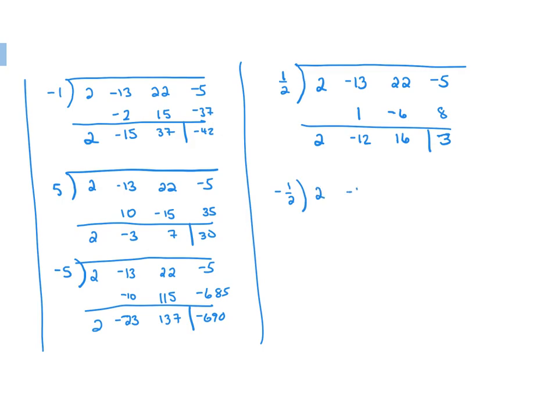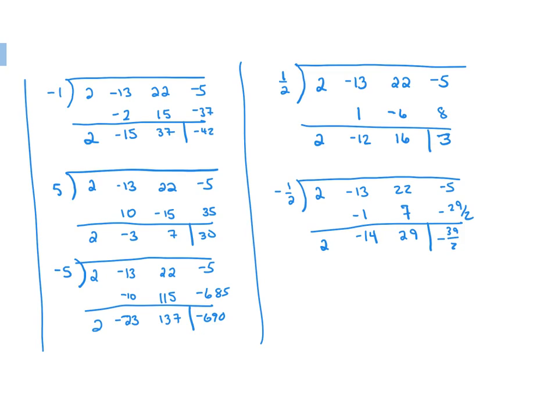2, negative 13, 22, negative 5. This is an exercise in patience. Hopefully you're staying with me. Bring down the 2. Negative 1/2 times 2 is negative 1. That gives us negative 14. Negative 1/2 times negative 14 is positive 7. This gives us 29. That's negative 29 halves. And that gives us 39 halves, which is negative. That's not 0. So let's move down the list.